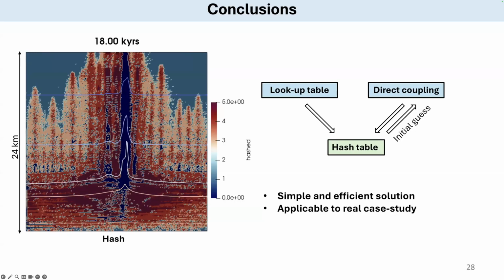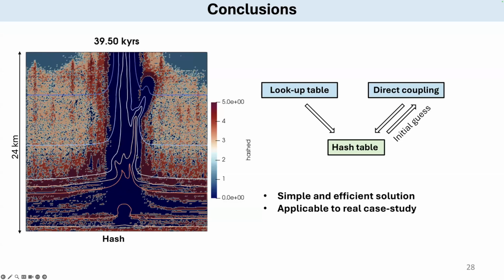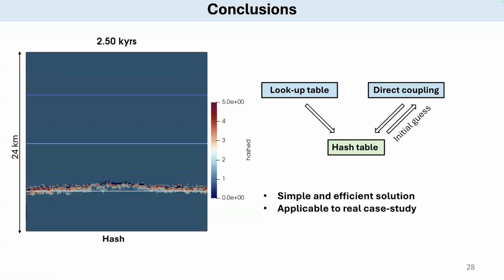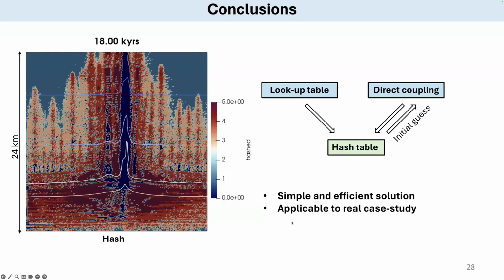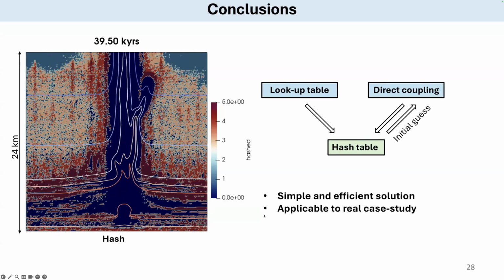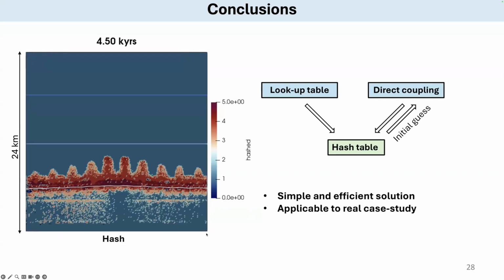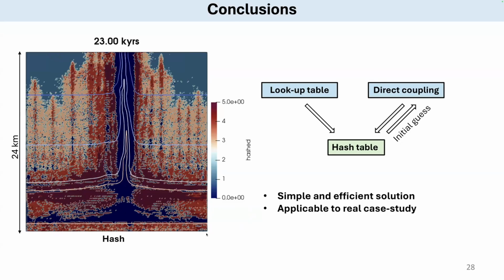And as a conclusion, we can see that the hash table allows a very simple and efficient solution to perform reactive transport. And with this very preliminary model, it can likely be used for a real case study. But of course, at this stage, further work is needed, and it's really preliminary. So thank you.